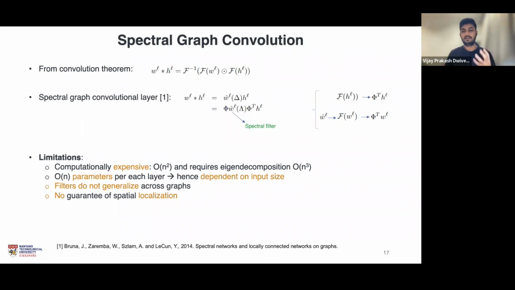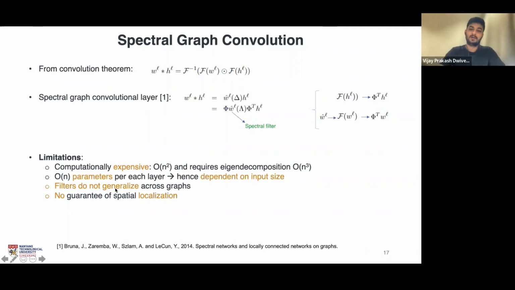So this is a very critical limitation, because remember that in convolution on the images, we have no dependency of the filter numbers on the input. So if we have a filter of, let's say, a 3 by 3, it can be applied to 100 cross 100 as well, and 1000 cross 1000 images as well. The filter size, the parameter size is not dependent on the input, but in this convolution, it is dependent on the input. And because of this dependency, the filters do not generalize across graphs.